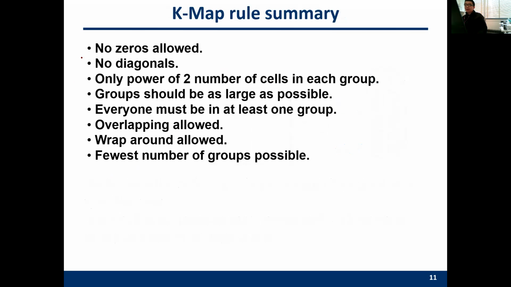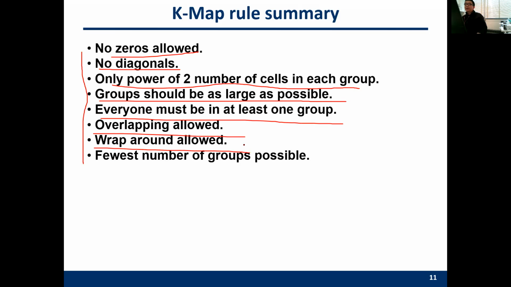So I summarize all the rules here. No zeros allowed, no diagonals, only powers of 2 cells in each group. Each group should be as large as possible. Every single one should be in at least one group. Overlapping is allowed. Wrap around is allowed. You should use as few groups as possible.